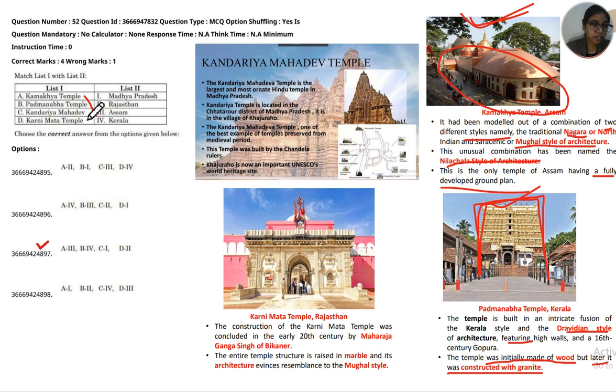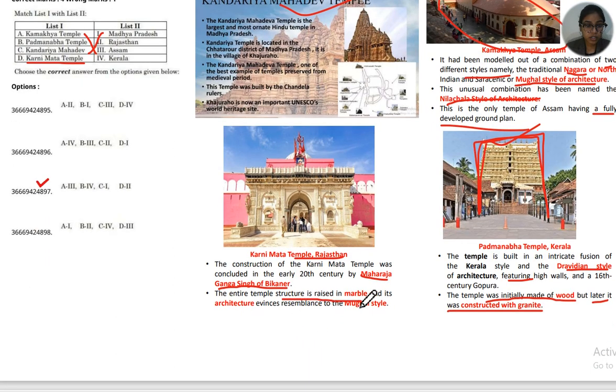C, as you have seen earlier, Kandariya Mahadev temple, which is in Khajuraho, Madhya Pradesh. D is your Karni Mata temple. Karni Mata temple is in Rajasthan. It was constructed by Maharaja Ganga Singh of Bikaner. The entire temple structure is raised in marble, and its architecture resembles Mughal architecture. So Karni Mata temple is in Rajasthan, made up of marble, and symbolizes Mughal style of architecture.